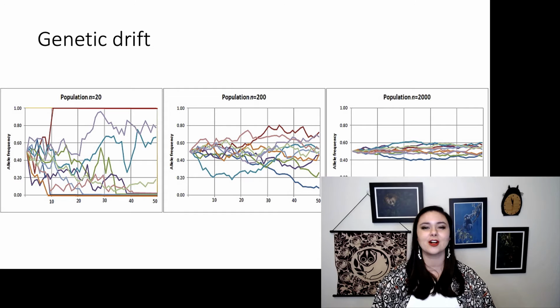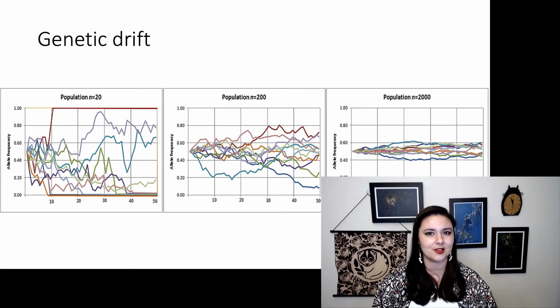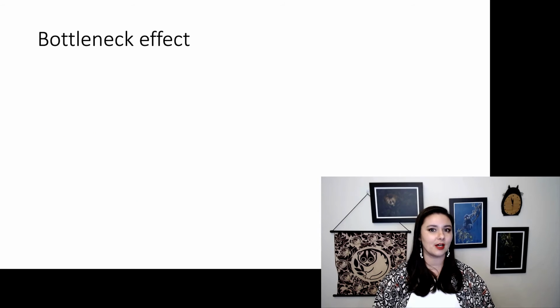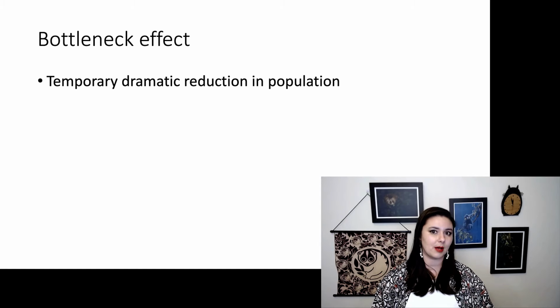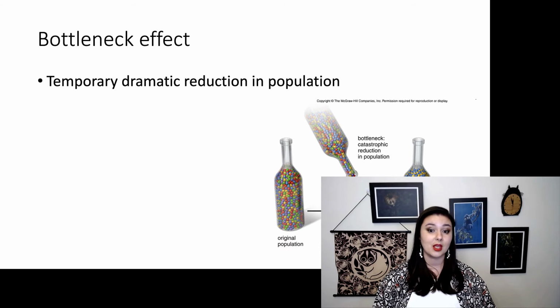With genetic drift, there are a couple of specific examples that are so special that we've given them extra names. The first is the bottleneck effect. This is where there's a temporary dramatic reduction in population. Generally, a natural disaster killed off most of the population, but after that natural disaster is over, the population is going to recover. And we do like to visualize it through an actual bottleneck.